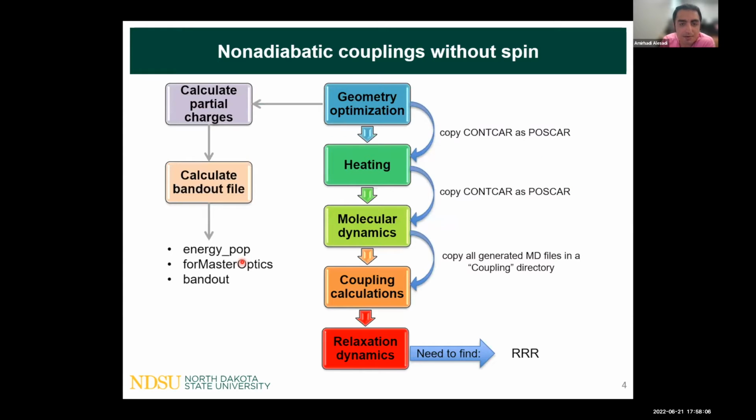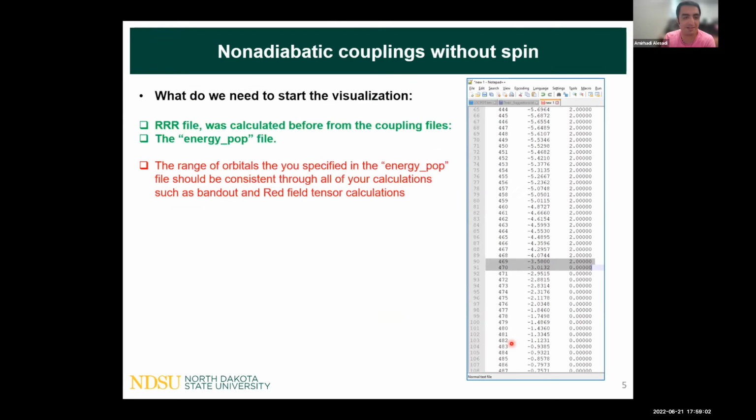I want to focus a little more on the technical details, codes, and the needed files that we need to have those plots. Just as a review, we started with geometry optimization, heating, molecular dynamics, coupling calculation, and last week we reviewed how to generate the RRR file, the elements of the Redfield tensor. Also, to finish today's calculation, we need to start again from geometry optimization. We need to calculate partial charges and calculate the band out file out of the partial charges. At the end of this process, we will have energy pop, for master optics, and band out file. Together with the RRR file, we will have all the input files needed to have those green plots.